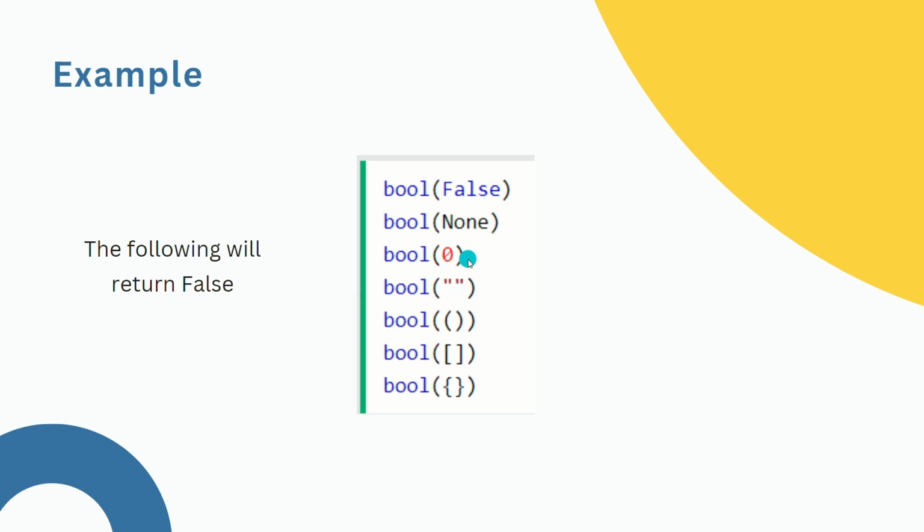So bool of 0 will give you false. Again, bool of an empty string will give you false. But if you insert a space over here or anything else, that will give you true. Now empty tuple and even lists and arrays, those will also give you false. So that is about the examples. Now we'll just see all of this in the sample code.